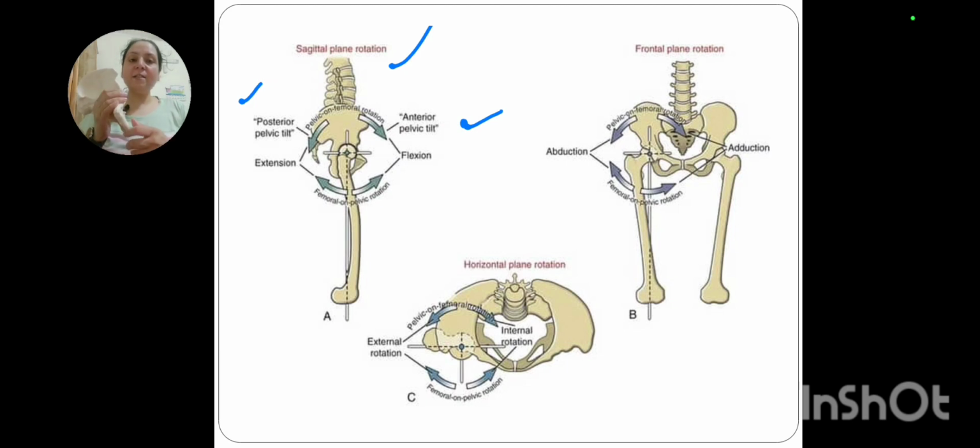Fine, I think this is clear. This is called sagittal plane and axis movement. The second movement which we see over here takes place in the frontal plane. Now this is a very important movement.